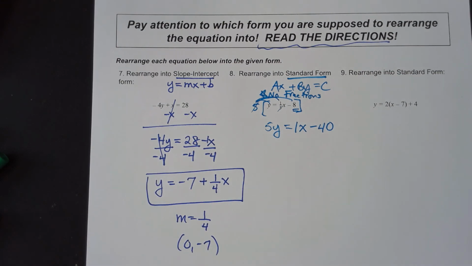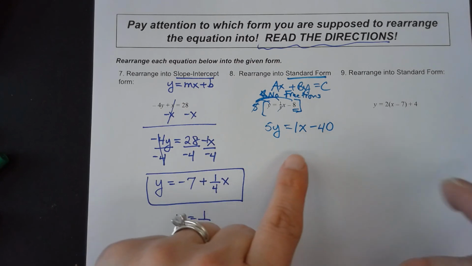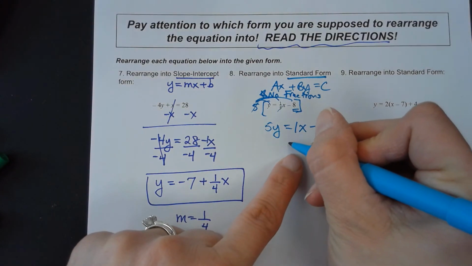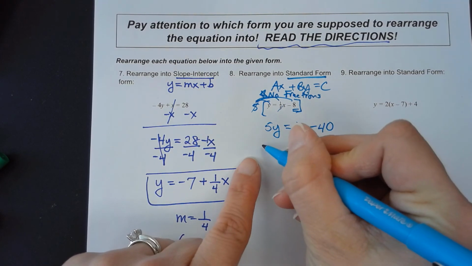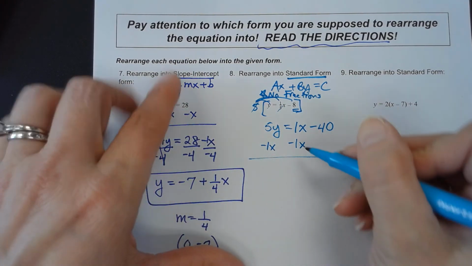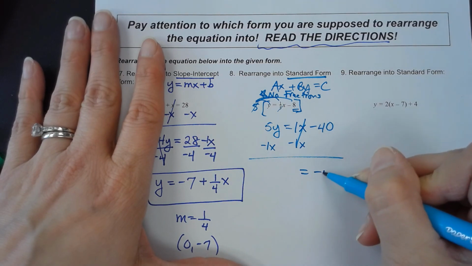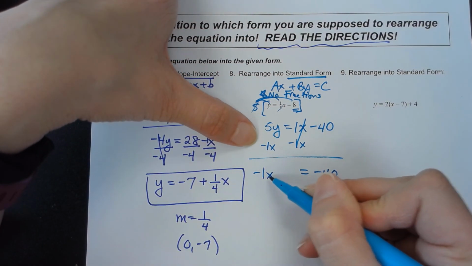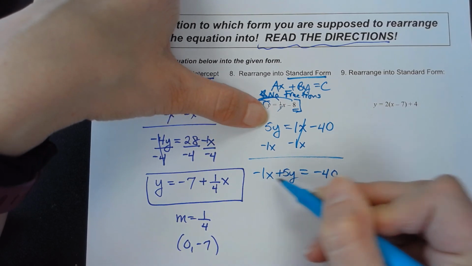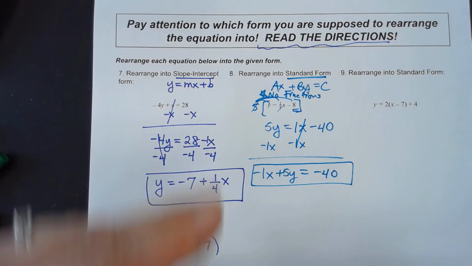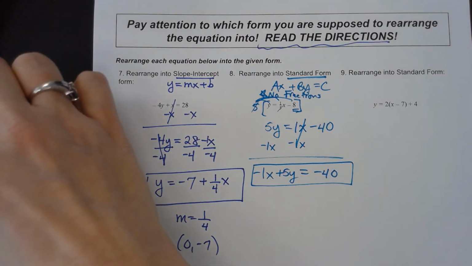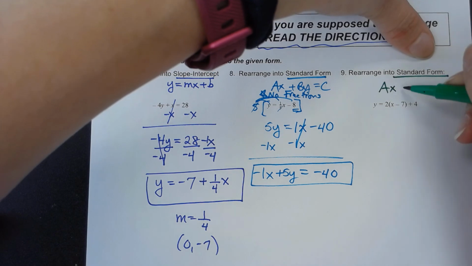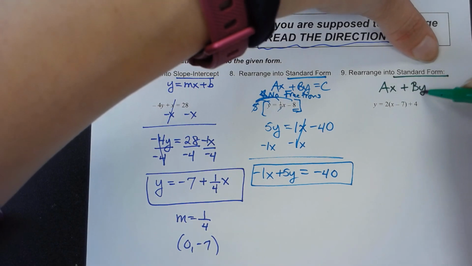Okay, are we done? Oh, wait a minute. No, we're not done. The x's need to go on the left. So I need to subtract 1x, subtract 1x. So on the right side, all you have is your number. And on the left side, x's go first and 5y's go second. Okay, standard form.